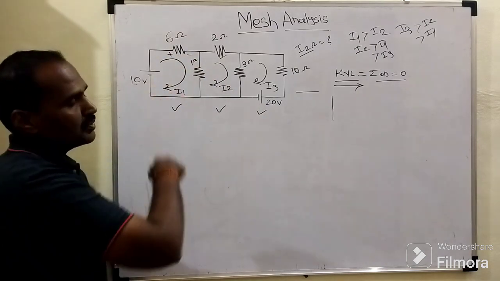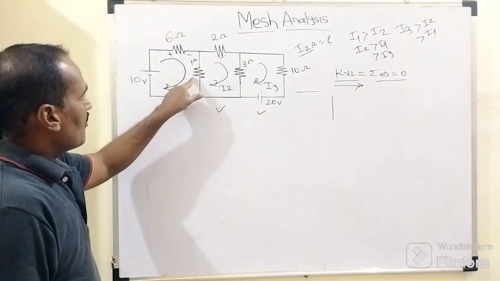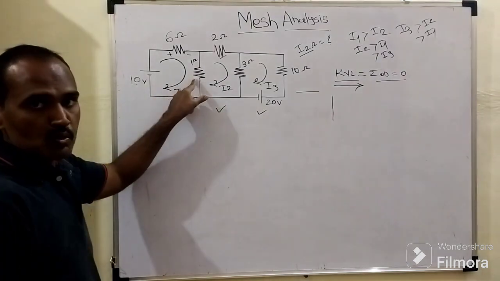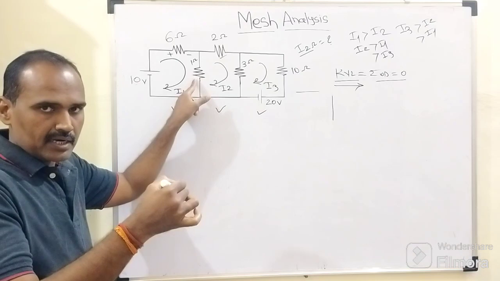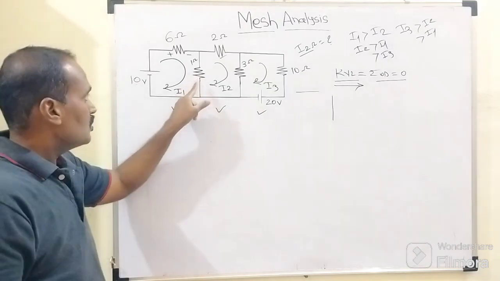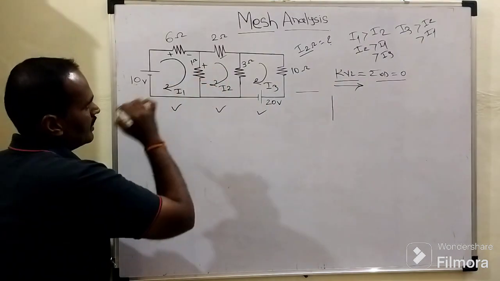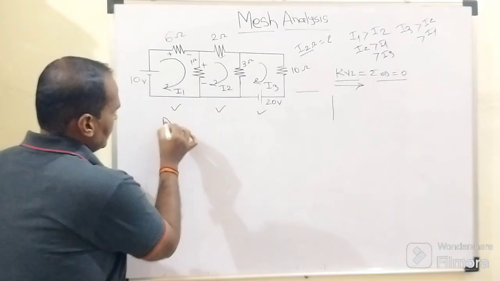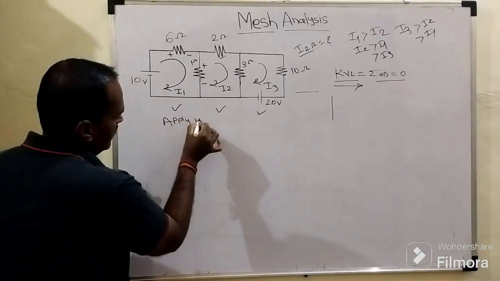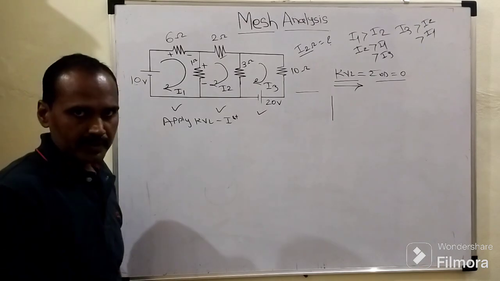Then accordingly we need to mark the polarity on that resistor. Similarly, how does this I1 flow through this 1 ohm resistor? The assumed direction of I1 is clockwise, right? So this clockwise current flows through this 1 ohm resistor from top to bottom, right? Then we need to apply KVL to mesh number 1, right?